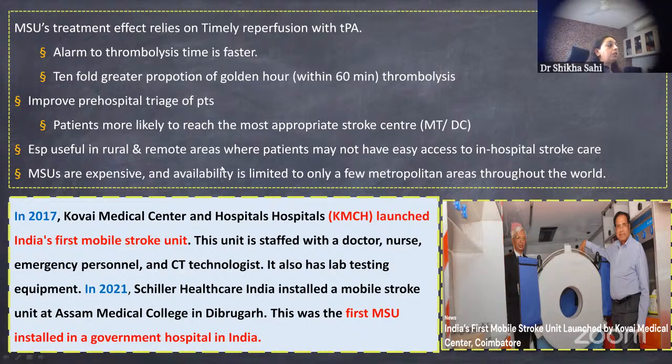And the other thing is that in remote areas which do not have access to in-hospital stroke care, this also helps. Even now in India, we have a few centers that have mobile stroke units. But the major disadvantage is the finances. It is a very costly affair. How much the cost will translate into the final outcome, and how much we ultimately gain from it, those studies are still lacking. But these are very costly ambulances.